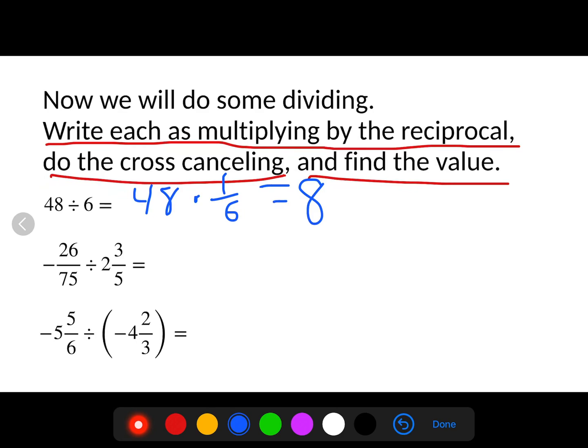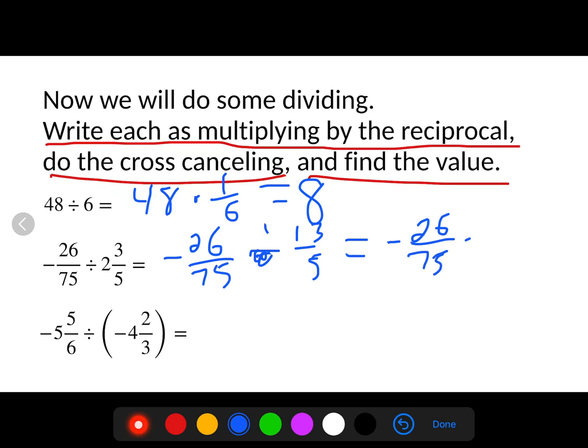And you knew that. 48 divided by 6 is 8, right? Uh-oh. Second one, there's a mixed number. So first thing I'm going to do is rewrite it. Negative 26/75 divided by 2 and 3/5. 2 times 5 is 10. 10 plus 3 is 13/5. Now I'll rewrite it as multiplying. Negative 26/75 times 5/13.